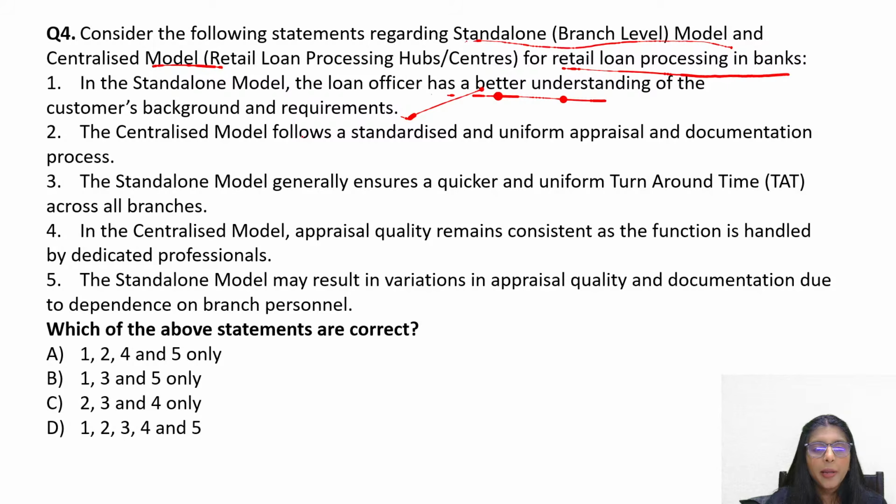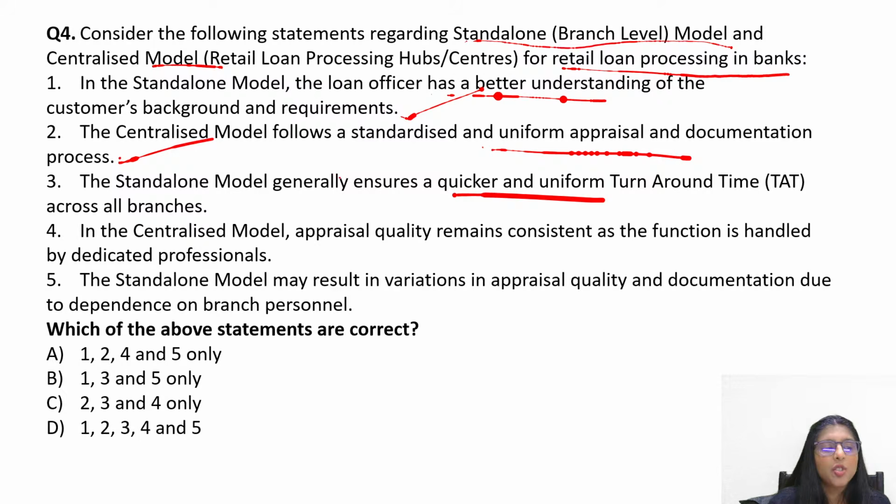Yes, correct. Standalone model generally ensures quick and uniform turnaround time across all the branches. It's incorrect. Standalone models have varying turnaround time depending on the branch priority and the customer importance, not uniform TAT. It basically varies depending on the branch priorities and customer importance.